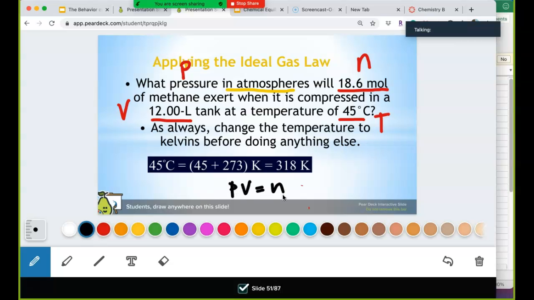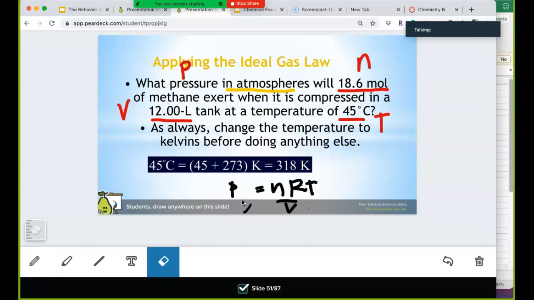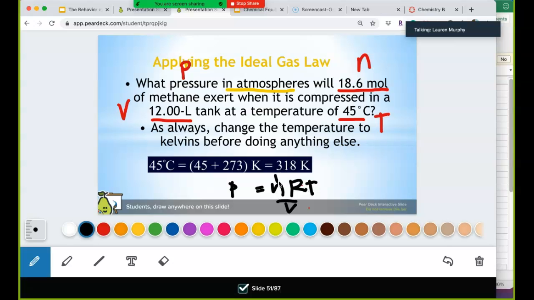PV equals nRT. I'm trying to find pressure, right? So how do I get pressure? I get rid of volume on that side, right? So I divide both sides by volume. So pressure equals moles, which I have. R is a constant, which you will always have because you can look it up. T is temperature, and V is volume. This is plug and chug. I have everything I need right here for this problem.